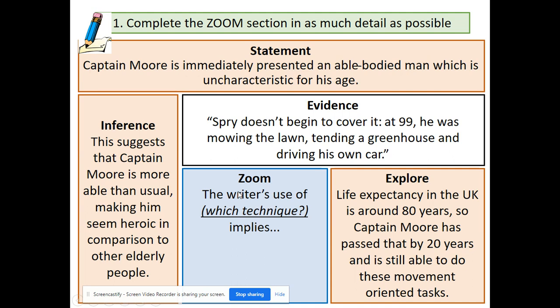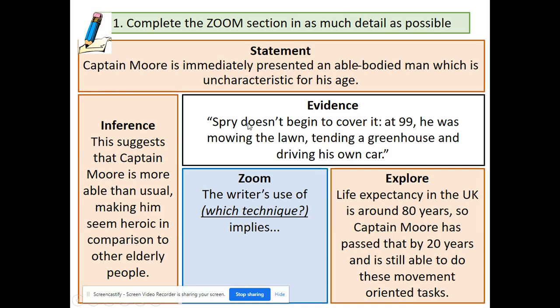So the first task for you is going to be to have a look through this, read the statement and the evidence again, read the inference. What is this telling you about him, and which are the words in here that you want to zoom in on that helps us to understand that he's able-bodied, he's lively, he's energetic? Okay, and as a clue, there's a technique in here. Okay, he's mowing the lawn, tending a greenhouse, driving his own car, 1, 2, 3, tripling.